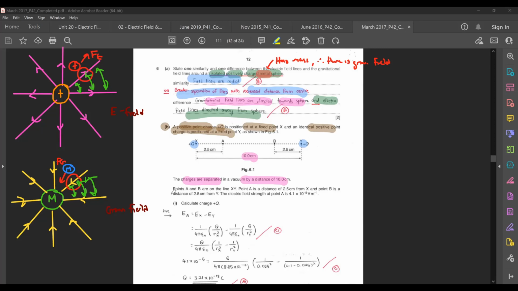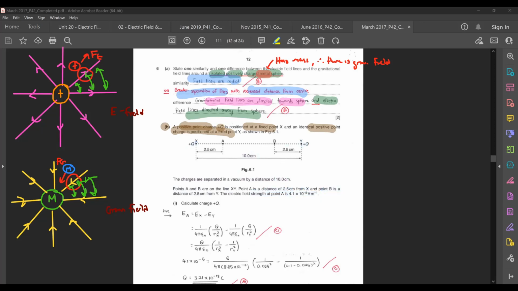And they mentioned that points A and B are on the line XY. Point A is a distance of 2.5 centimeter from X, and point B is also a distance of 2.5 centimeter from Y. The electric field strength at point A is 4.1 times 10 power minus 5 volt per meter. Calculate what is charge Q here. Okay, what is this charge positive Q here? That's what the question wants you to find out. What is the charge positive Q here?